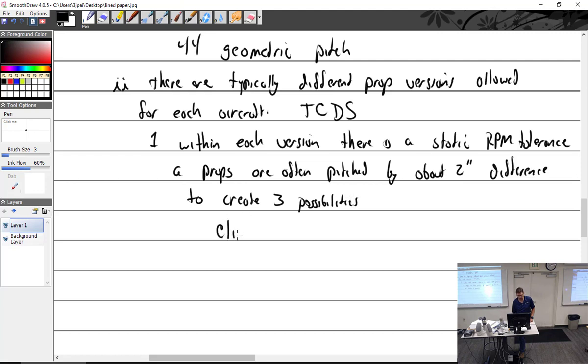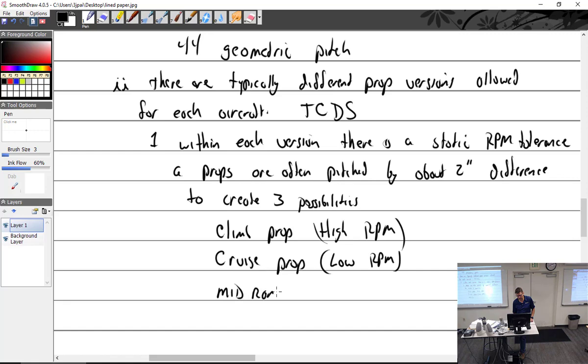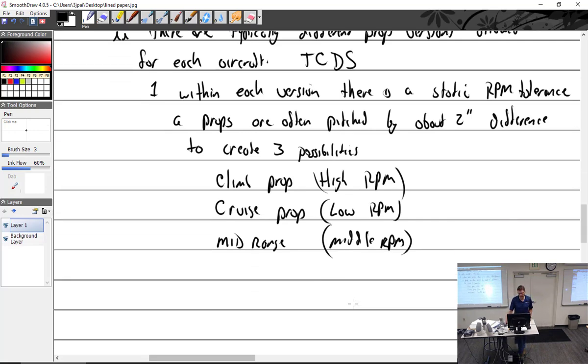So we'd have a climb prop, which would be high RPM. That would give you the highest RPM of the chart. We'd have a cruise prop. That would be the low RPM. And we would have a mid-range, or all-around. That would be the middle RPM. So each section would be 2 or 3 inches different? Yeah. Okay. 2 inches. So I don't know what it would actually be.